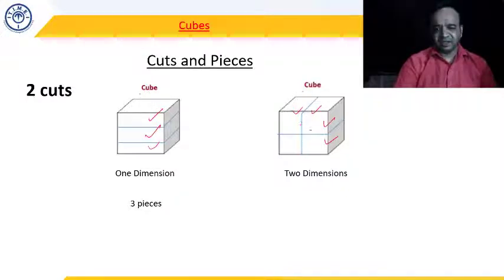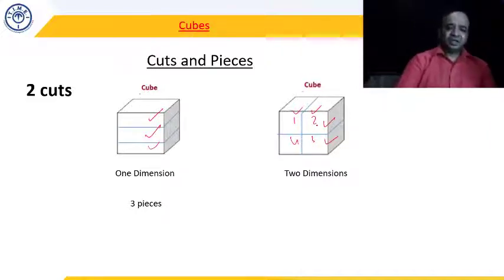Total how many pieces are here? Just count: 1, 2, 3, and 4. Total number of pieces we have is 4. And if I go with the pattern, one cut gives us two pieces along this dimension, and one cut gives us two pieces along this dimension. The total number of pieces can be written as 2 into 2, that is equal to 4, or (1 plus 1) into (1 plus 1), that is equal to 4.